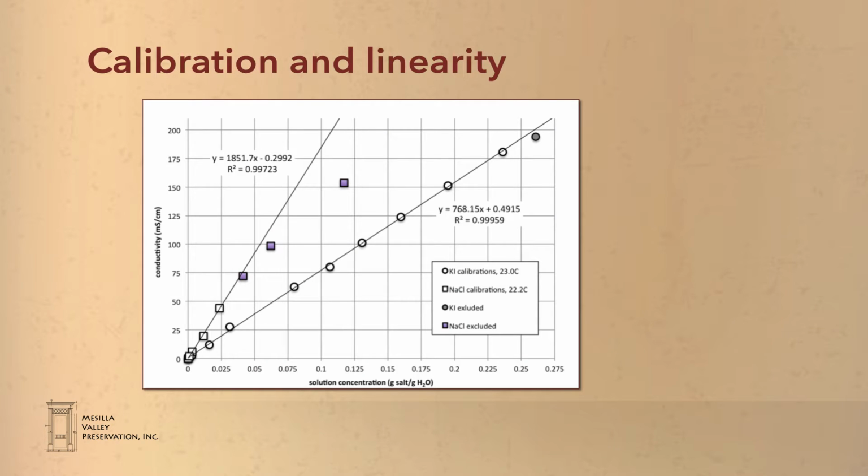For the conductivity meter to be useful for our purposes, we need to make sure that the tool is capable of measuring what we think it is measuring, at the concentrations that we will be encountering in our sample processing. This is a typical chart showing calibration and linearity curves for a conductivity meter. In this case, the meter was used to measure both sodium chloride and potassium iodide in standard aqueous solutions of known concentration. A resulting calibration curve was applied to the results.